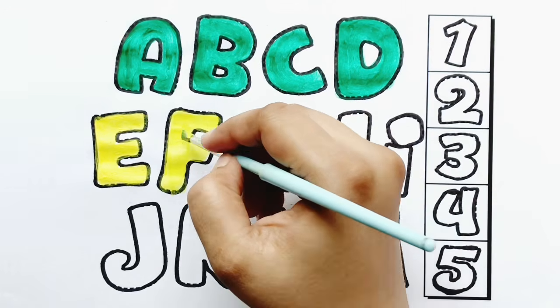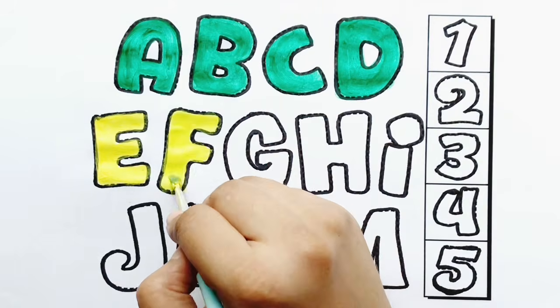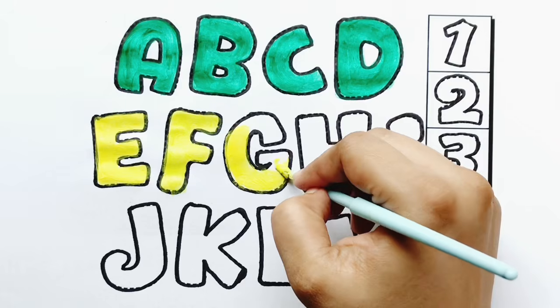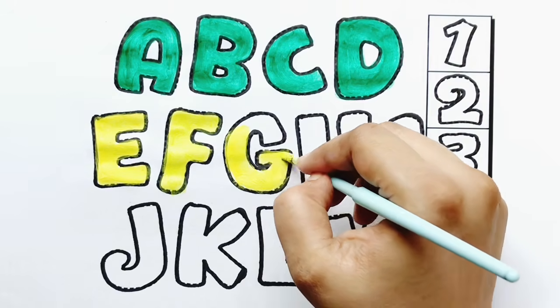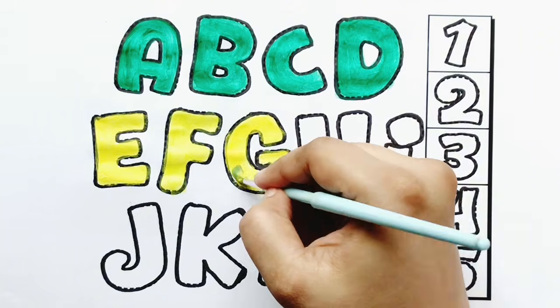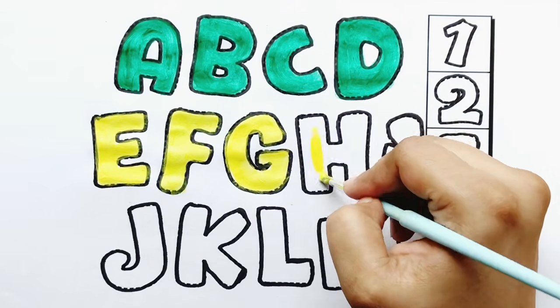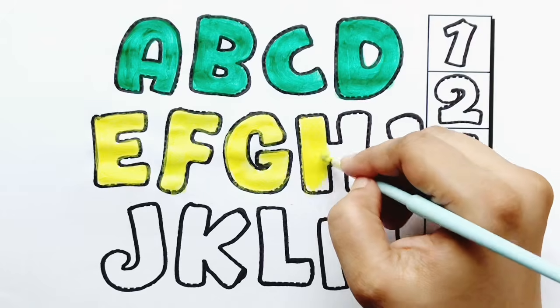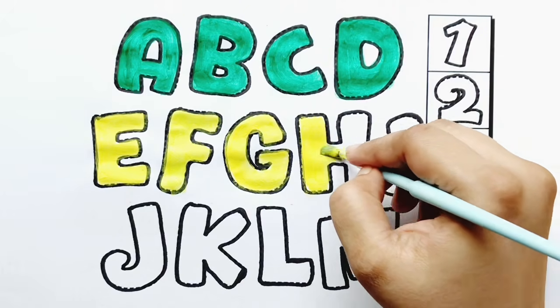A, B, C, D, E, F, G, H, I, J. G for gorilla. P, Q, R, S, T, U, V, W, X, Y, and Z. Now I know H for honey. ABCs. Next time won't you sing with me?